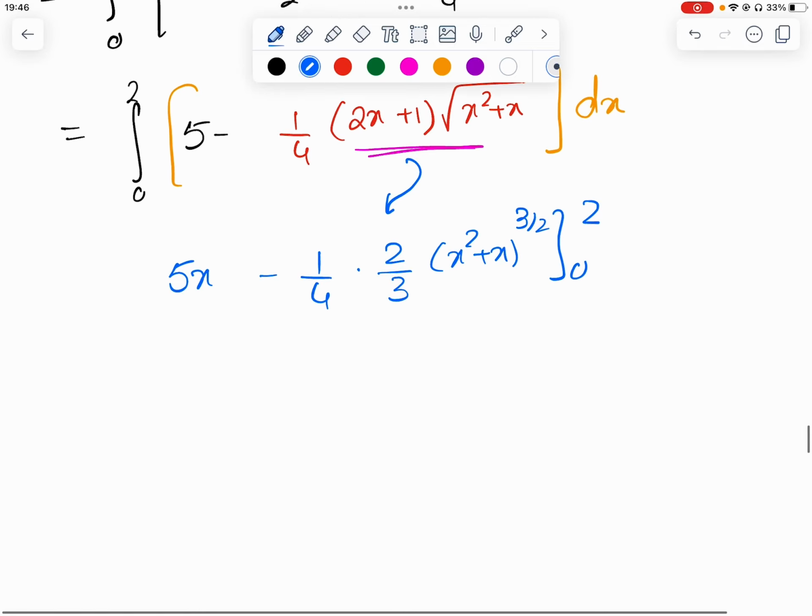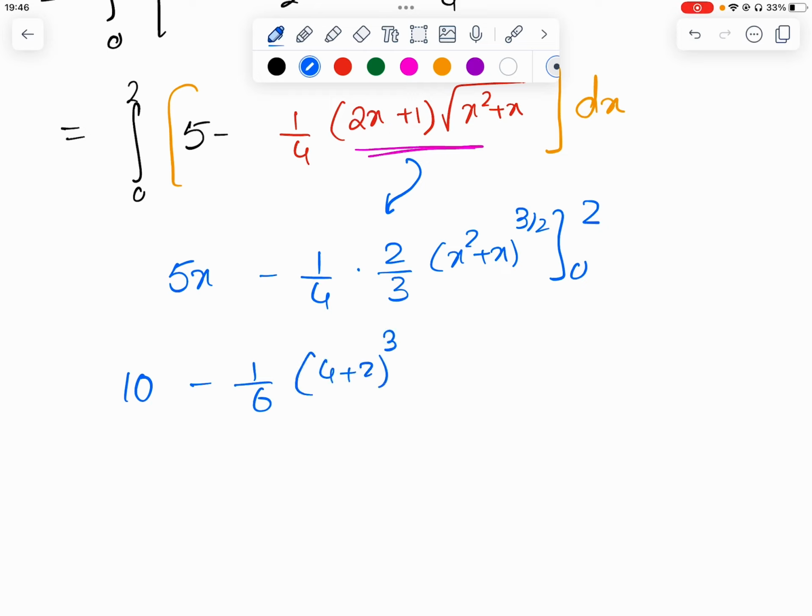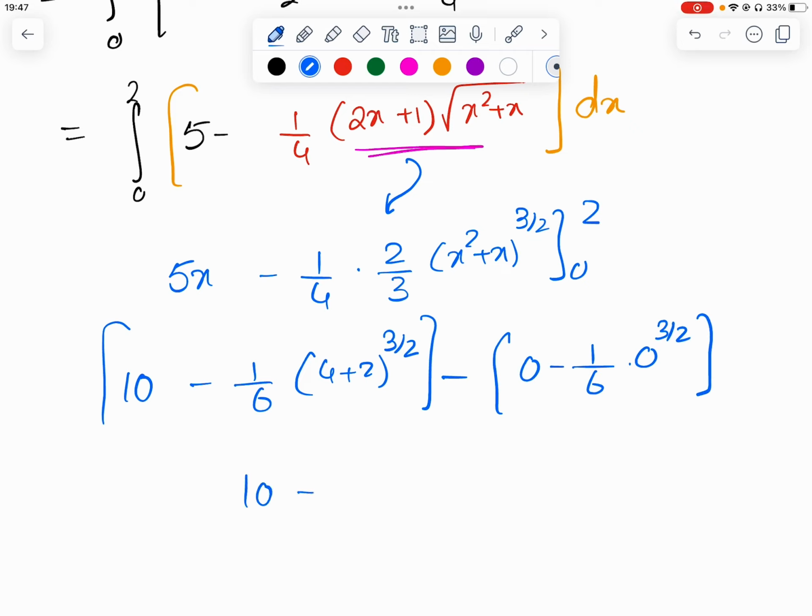You can simplify carefully and write it out, or else you can do 5 times 2 is 10 minus 1 upon 6, 4 plus 2 whole power 3 upon 2, minus, substitute 0, 0 minus 1 upon 6, 0 power 3 upon 2. So everything becomes 0. So 10 minus root 6. This is going to be the answer.